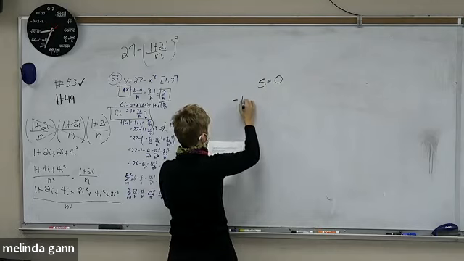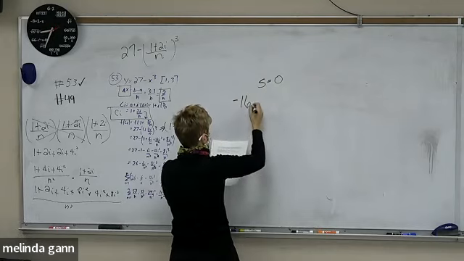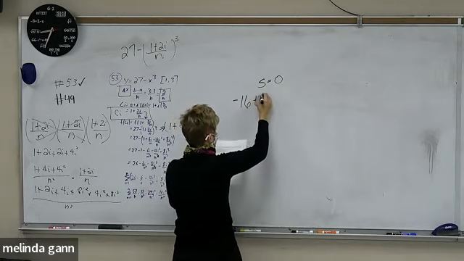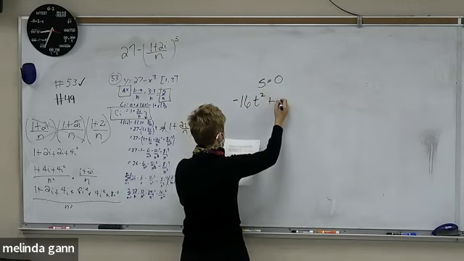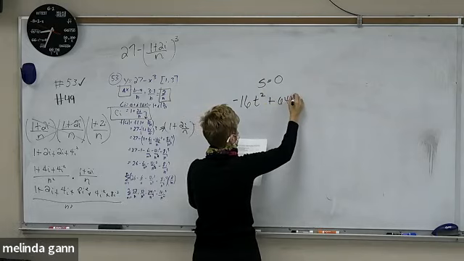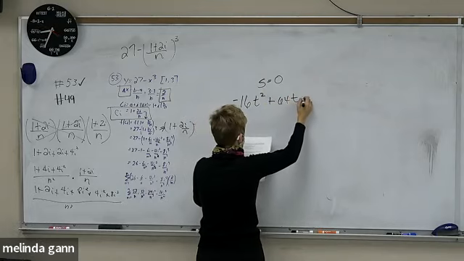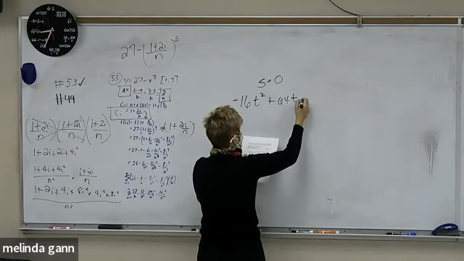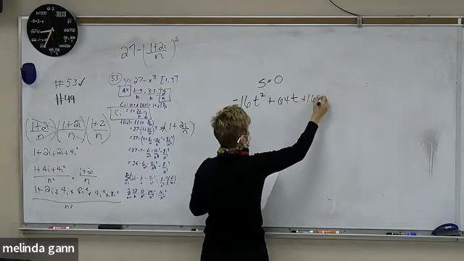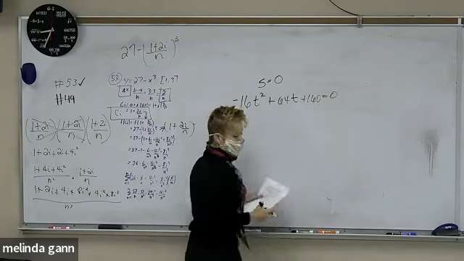Is it gonna be a negative 16? Yeah. All right, either x or t, what? t squared, plus or minus 48, plus what? 64. 64 what? x or t, and then plus or minus. Was there anything else? Was that it? Plus 160 equals what? 0.